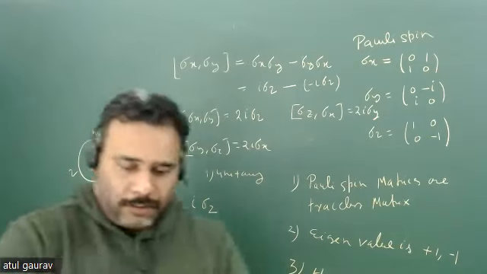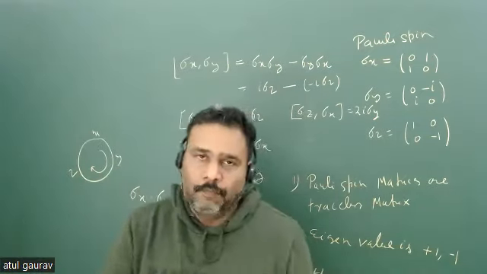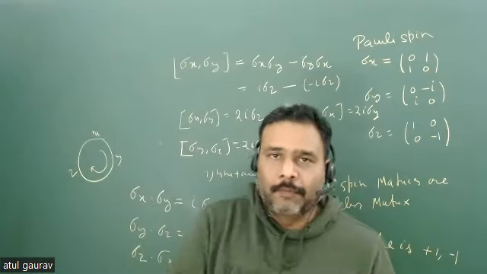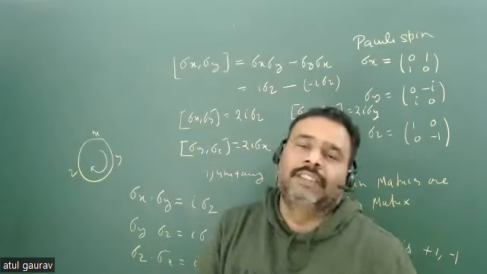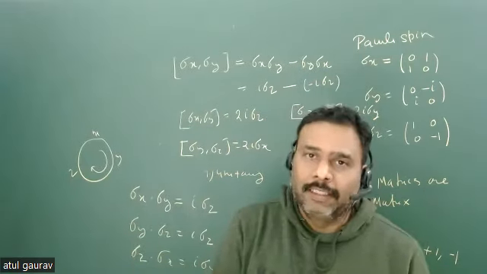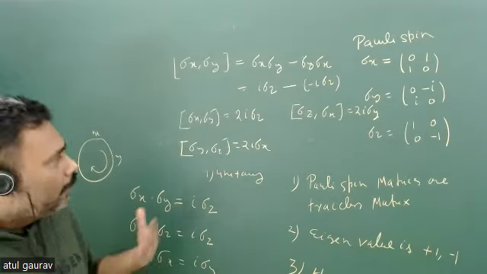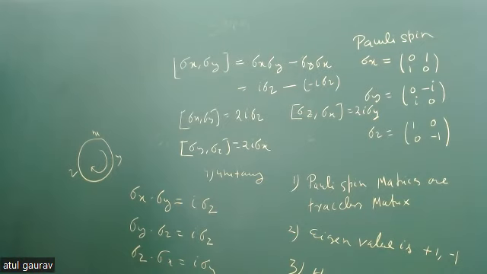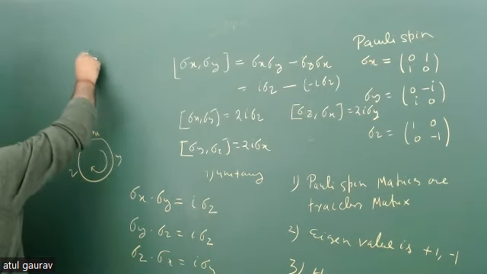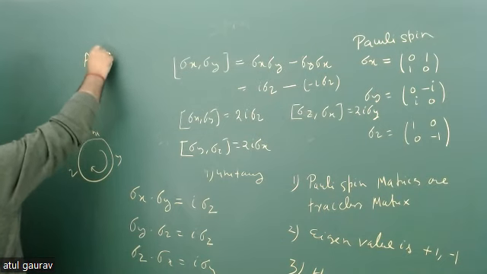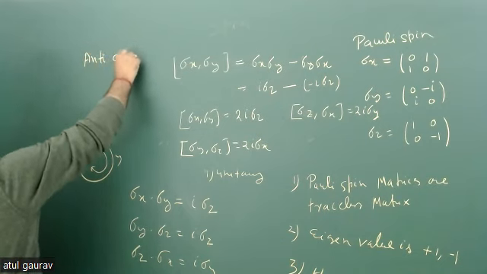So you are just taking the commutation of the x component and y component, and you are getting a result in the z direction. So this is not going to commute. But one of the most important things about Pauli spin matrices is that they anti-commute.